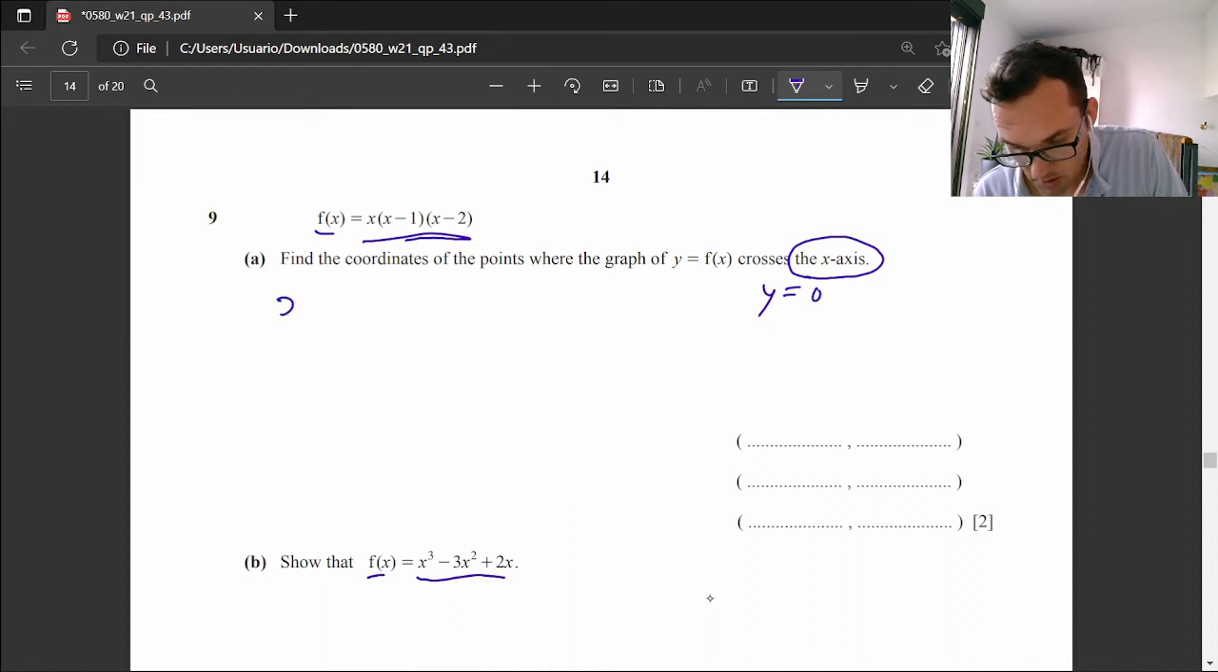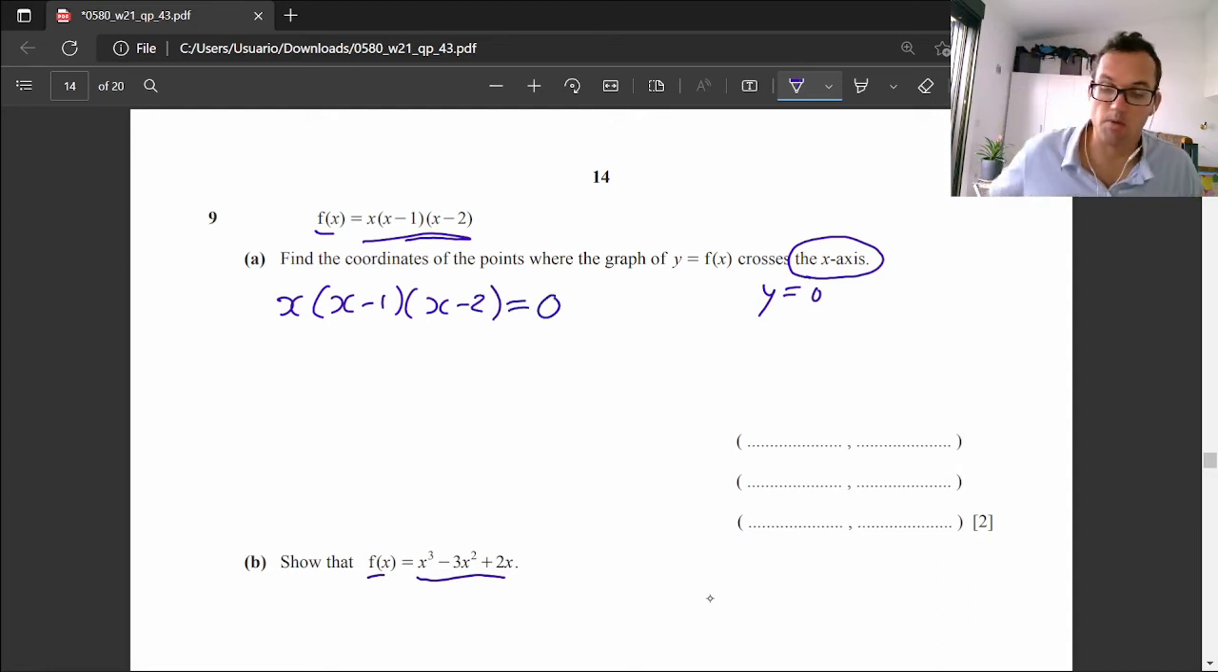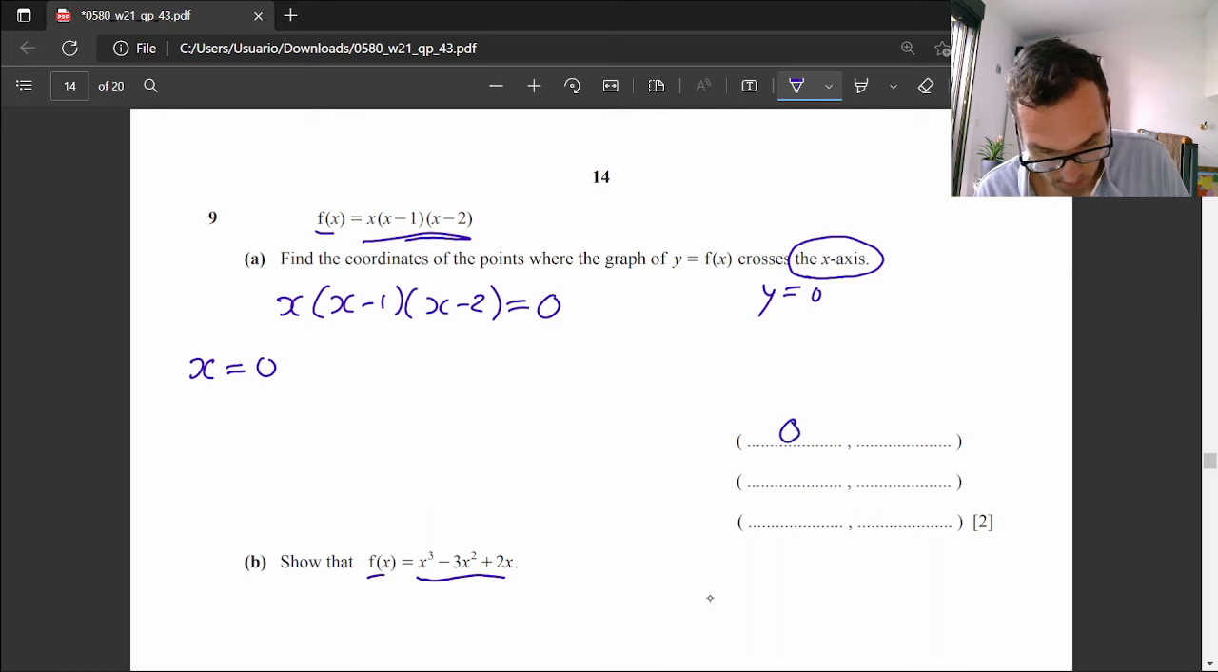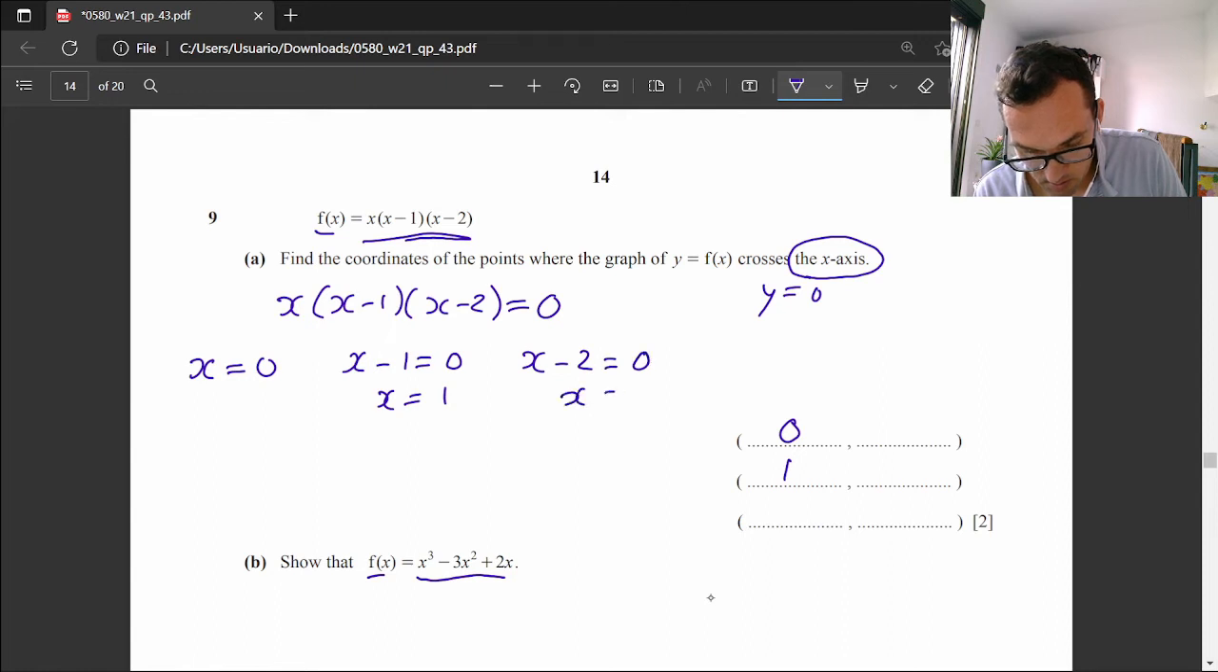So we take our equation here and set it equal to 0. Okay, and if you remember, solving equations like this, we can set each part, because they're being multiplied together, equal to 0. And we have three answers here. So the first one, x equals 0, we have the first answer. Second one, x minus 1 equals 0, that means x equals 1. Got the next x coordinate, and then of course x minus 2 equals 0, that means x equals 2.